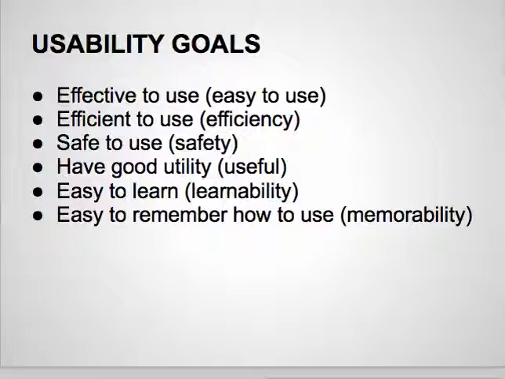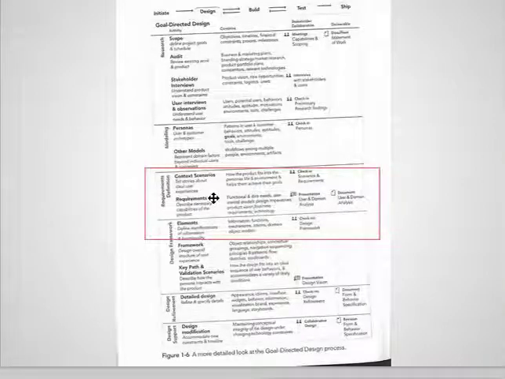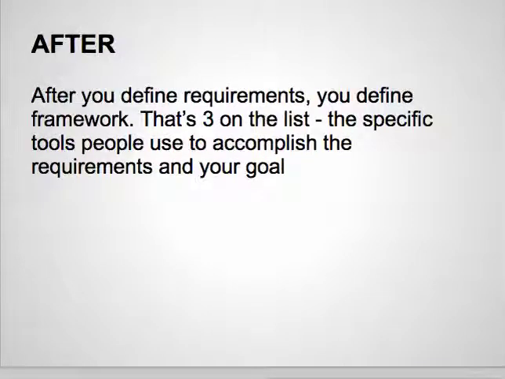And it's important to know these usability goals because every requirement has to meet some kind of usability goal. Now, after you define the requirements, you start defining the framework. And this is where I talked about how we're dipping a little bit into framework. So first we define the requirements. What kinds of things do people need to be able to do with our technology? And then we start looking at the specifics. What tools allow that to happen? So after requirements, you start getting into framework requirements. And we're going to look at framework requirements. You're going to look at them for homework.